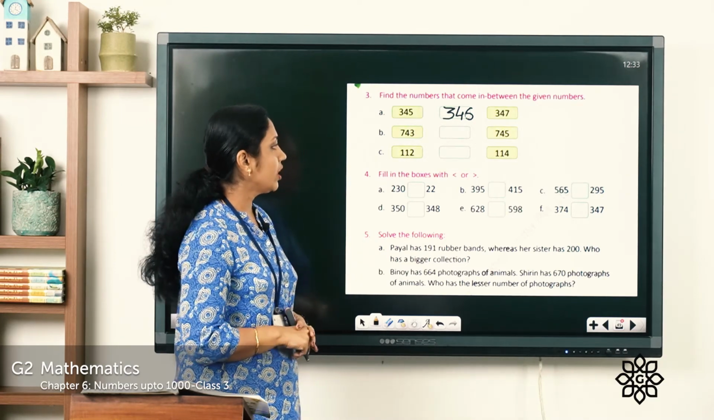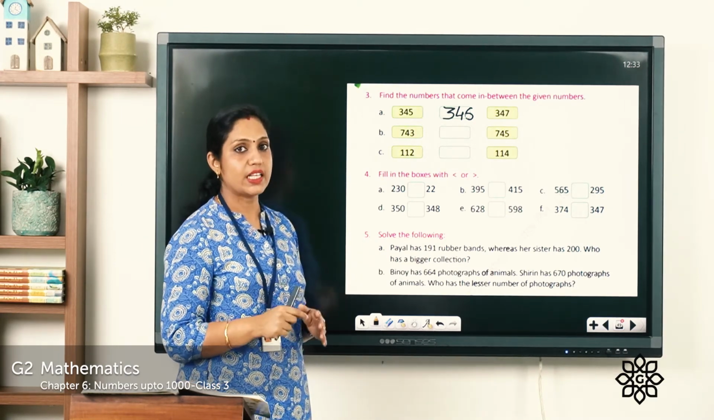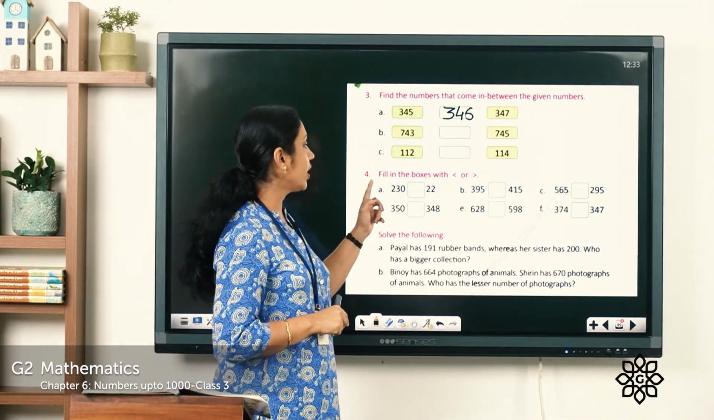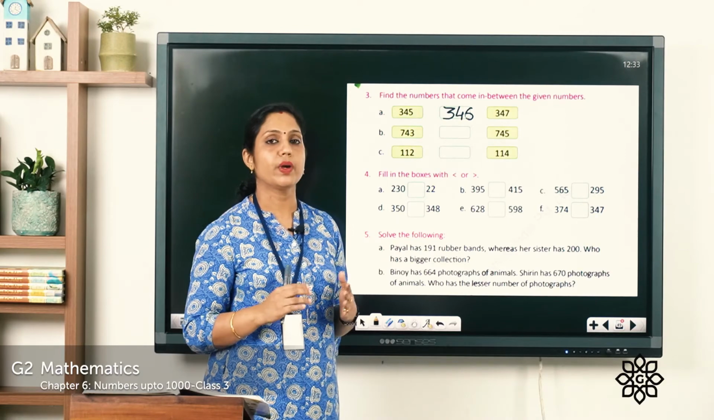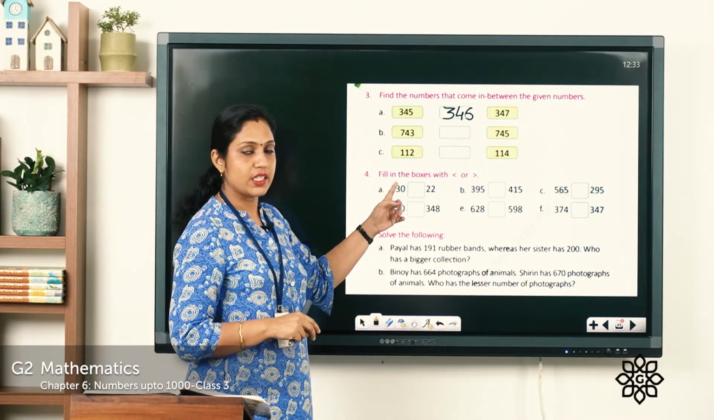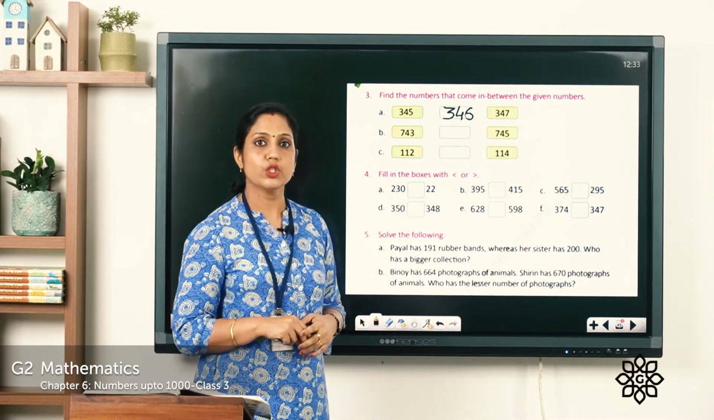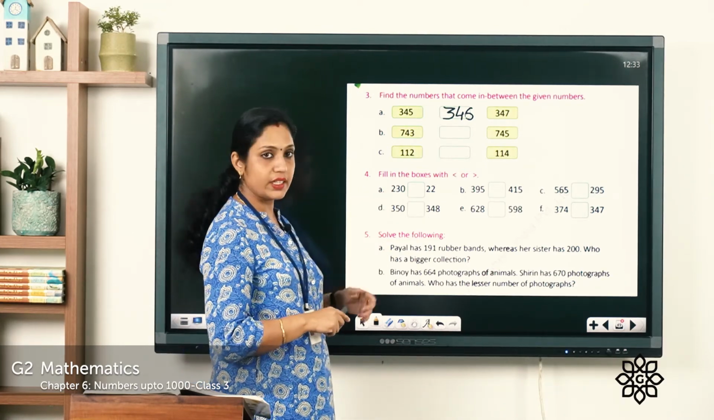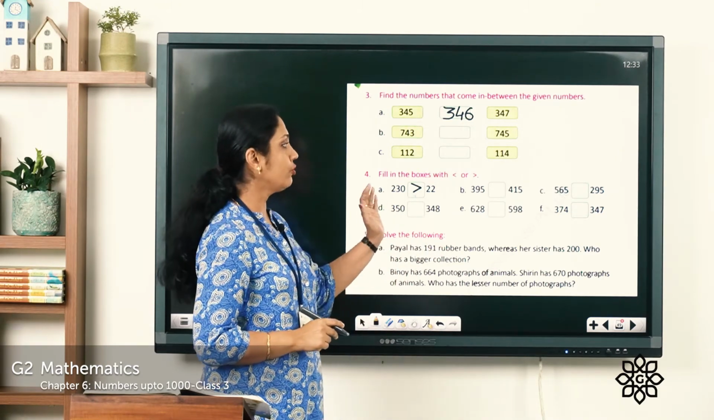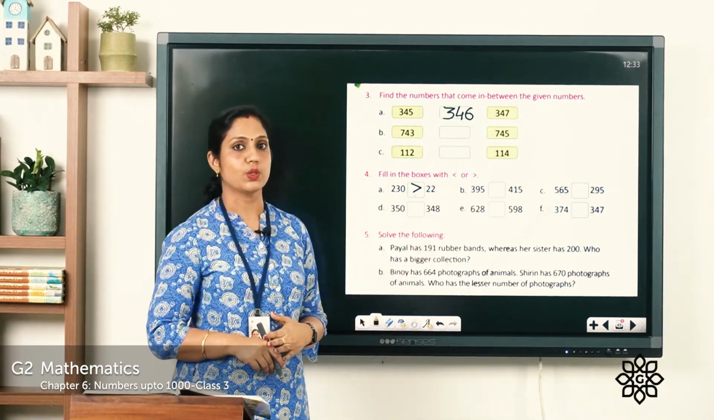Fourth one, we have to fill in the boxes with greater than or less than symbols. We need to use the symbols there. So first we have 230 and 22. Which number is greater? So we can write here, 230 is a 3-digit number and 22 is a 2-digit number. So 230 greater than 22. So complete the other exercises also.